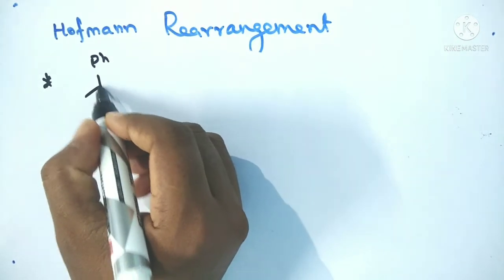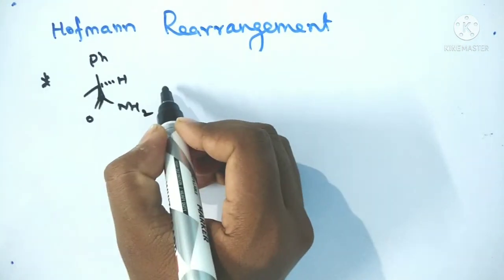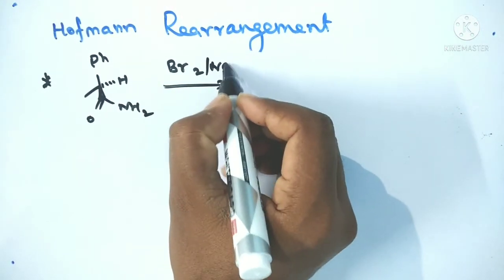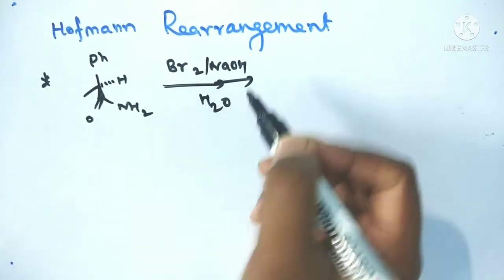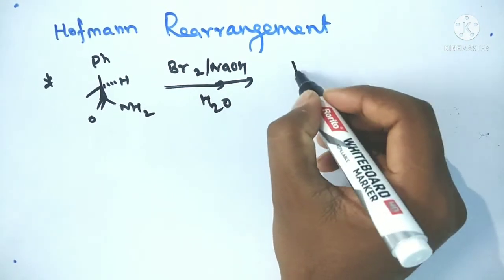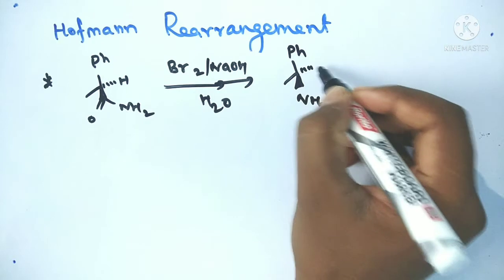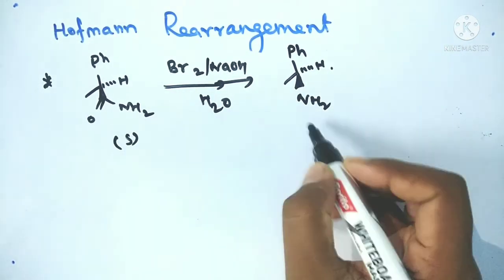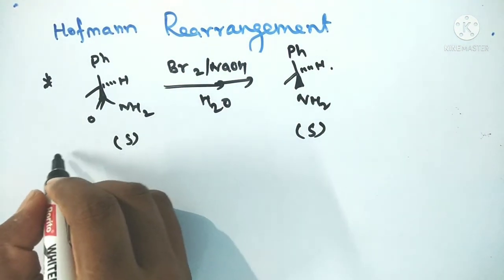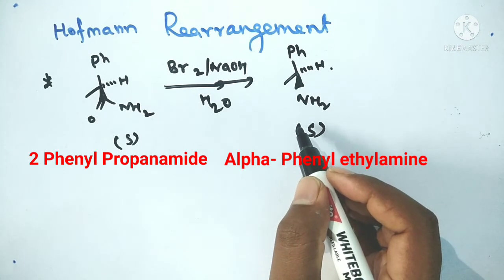For example, phenyl, H, amide NH2, in the presence of bromine and alkali, followed by hydrolysis. What is the product? So amide is converted into amine, right? So this is amine, this is hydrogen, this is S configuration, written in the same configuration S. This is 2-phenyl propanamide, this is alpha phenyl ethylamine.